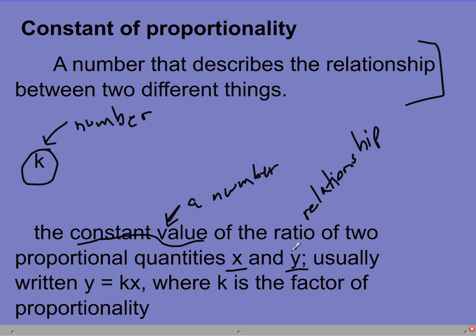So those are the 2 different things that you are comparing in your relationship. And it's usually written in this fancy all-letters math equation that doesn't have any numbers. y equals k times x, k being any number that describes the relationship, where k is the factor of proportionality. Factor of proportionality is the same thing as constant of proportionality.